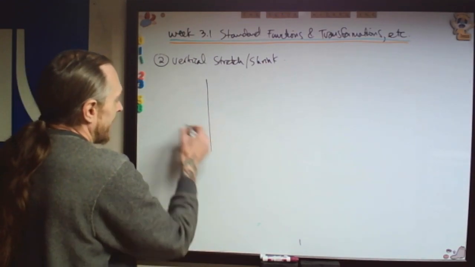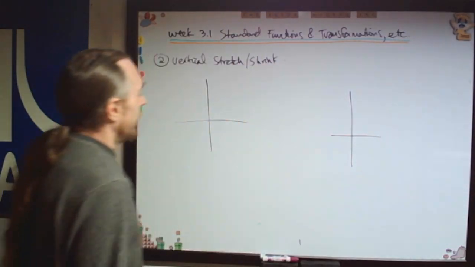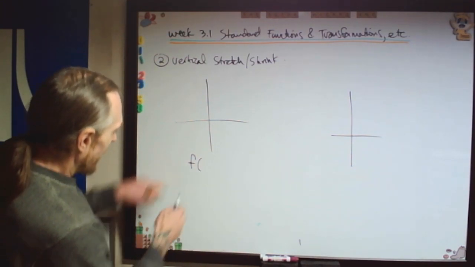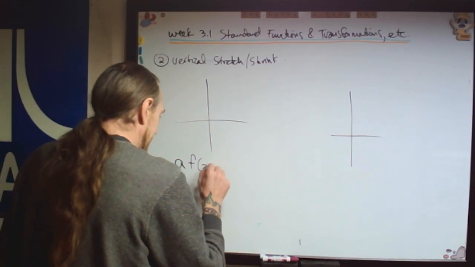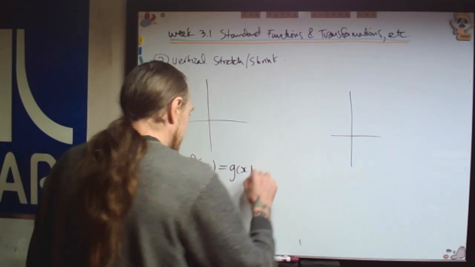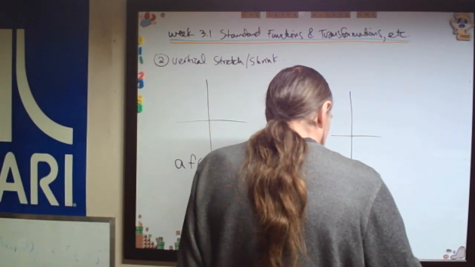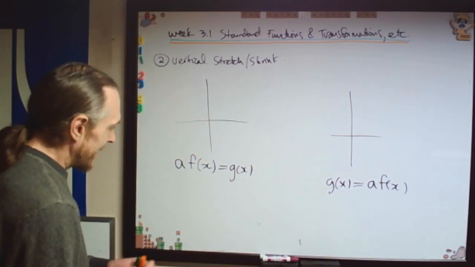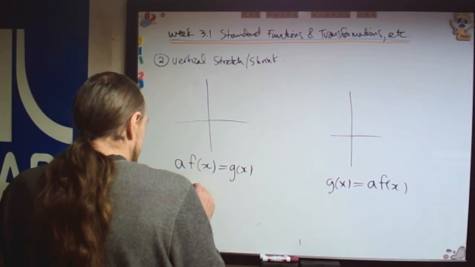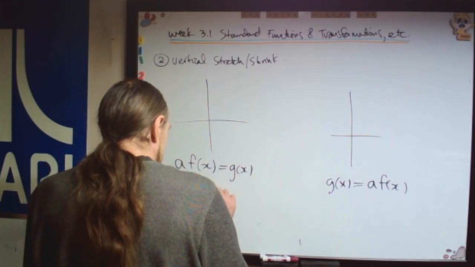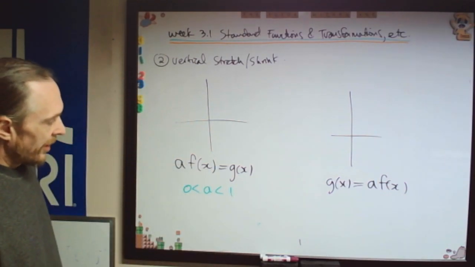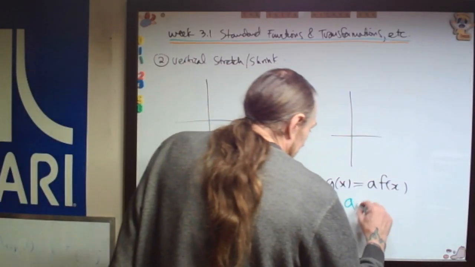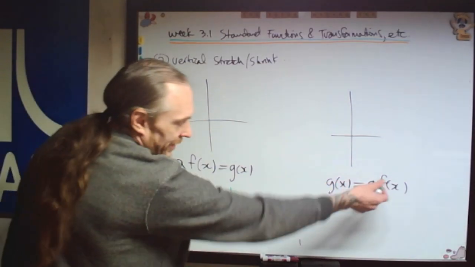What this is going to look like, again, we're going to have two cases. In the vertical, it's going to be a number on the outside that will stretch and shrink it. Let's call it a times f of x, which is our new function g. So what are the different cases? This will say if a is between 0 and 1, we'll keep a positive. And remember, we're dealing with the negative with reflections. So if a is positive between 0 and 1, and then if a is larger than 1. If a is 1, you just get the function back.